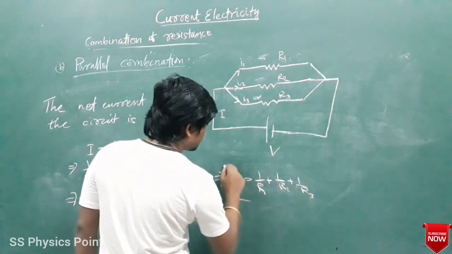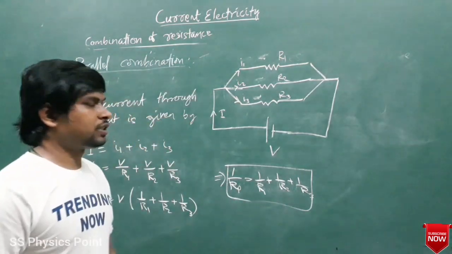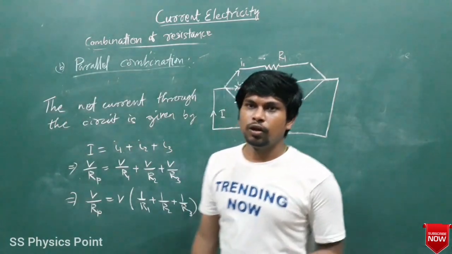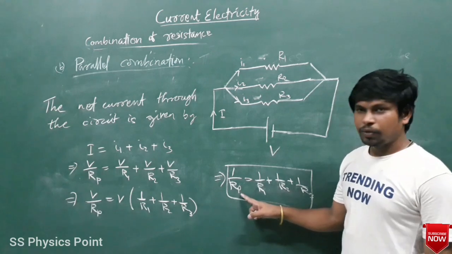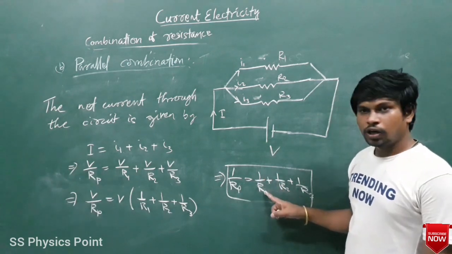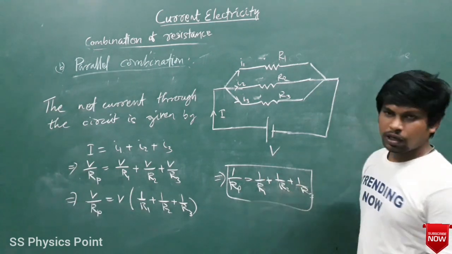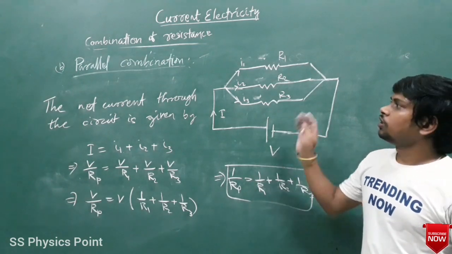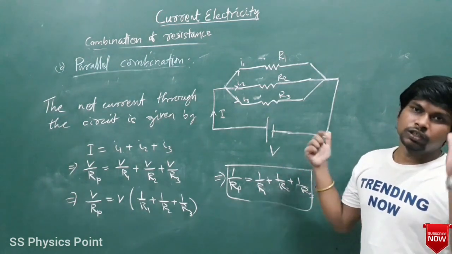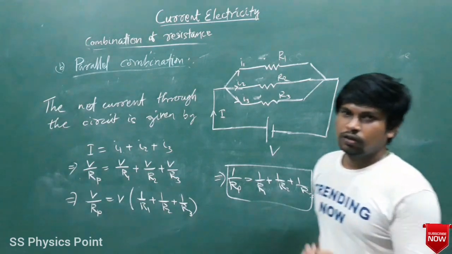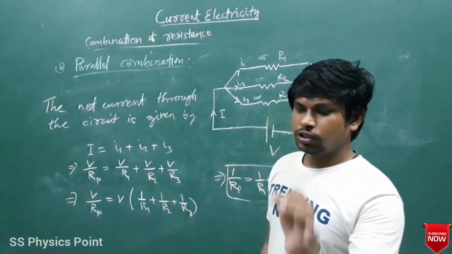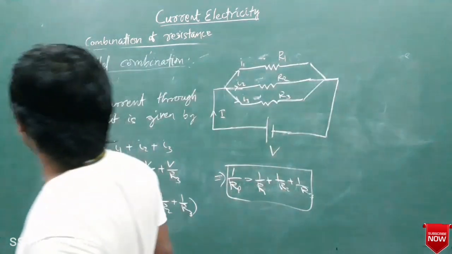This is a very important lesson. Remember the net resistance in parallel combination: 1 by R parallel equals 1 by R1 plus 1 by R2 plus 1 by R3. This was the equivalent resistance of parallel combination. They may ask it for a 3 mark question. 3 मार्क क्वेश्चन के लिए वो पूछ सकते हैं किसमें? एग्जाम में, आज बोर्ड एग्जाम में भी आता है.